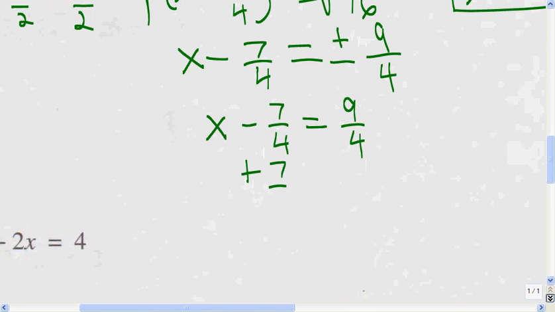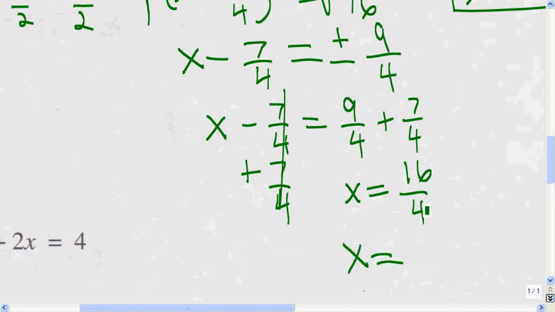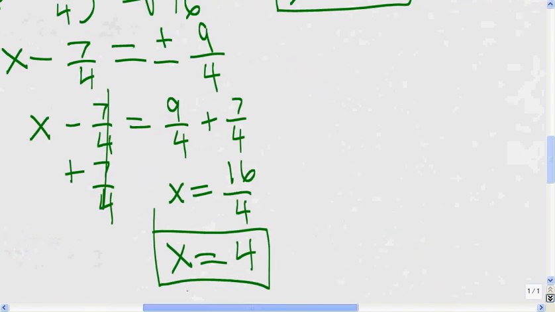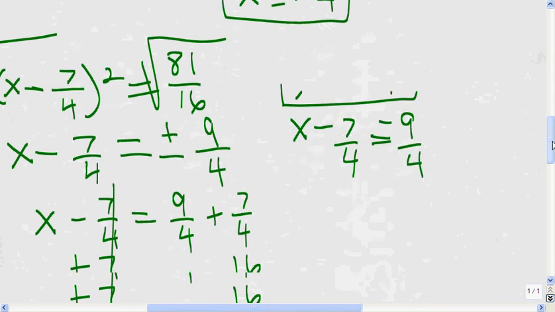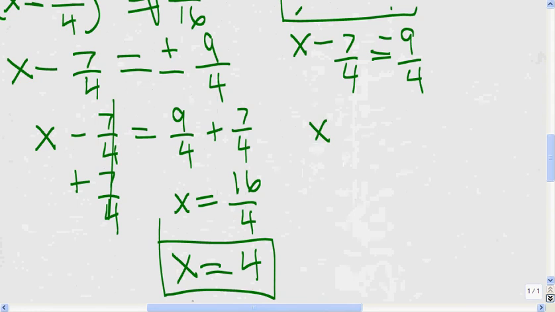I'm going to add 7 over 4 to both sides. And that's going to give me x equals 9 plus 7 is 16 over 4. X equals 4 goes into 16 4 times. So x equals 4. Now I'm going to do a negative 9 over 4. So x minus 7 over 4 equals a negative 9 over 4. X equals a negative 9 over 4 plus 7 over 4.